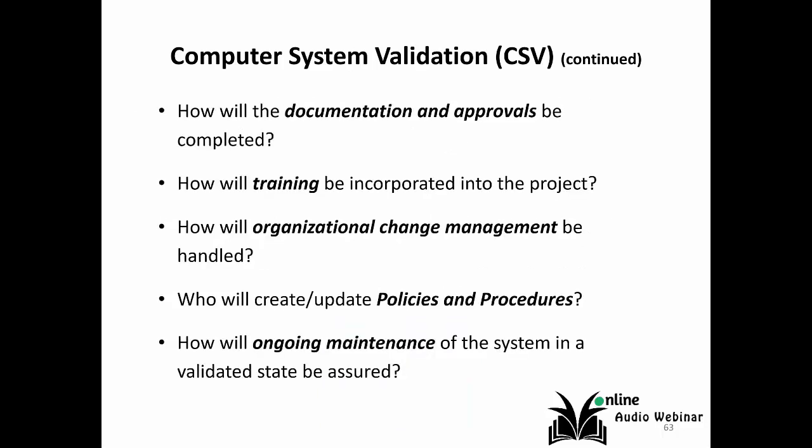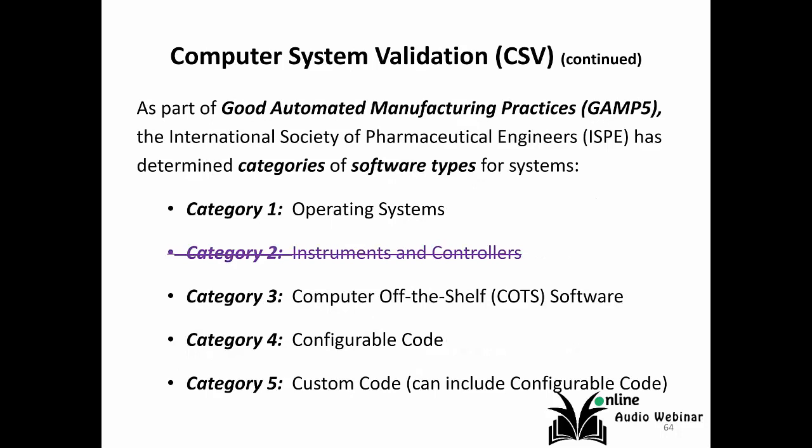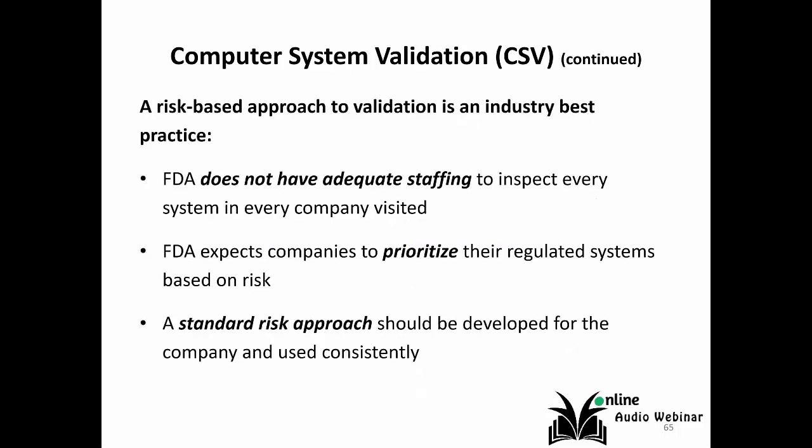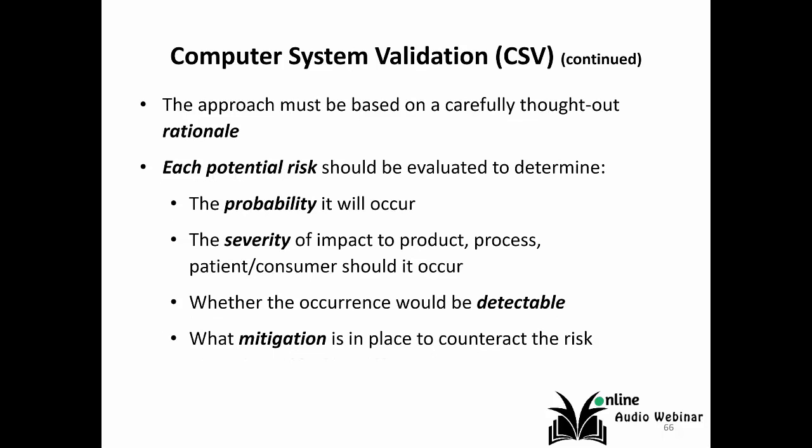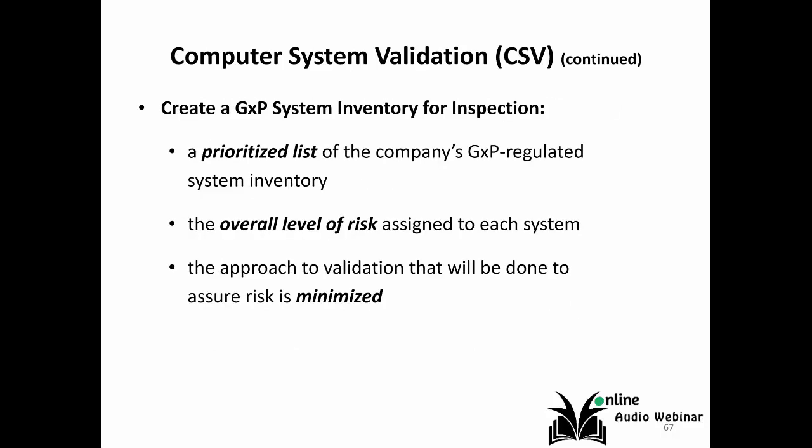You want to know how documentation and approvals will be completed. You'll look also at the GAMP5 category. Now, the risk-based approach: companies are expected to prioritize systems potentially based on risk. So the probability the risk will occur, the severity if it does occur, the detectability and mitigation all get looked at. But when you have your system rating, the rating overall of the system based on risk.